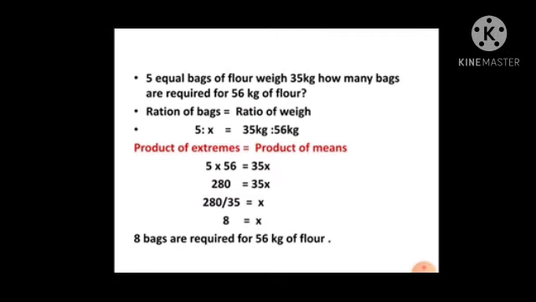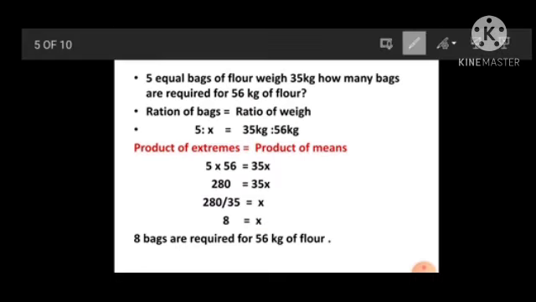Now, next example. 5 equal bags of flour weigh 35 kilogram. How many bags are required for 56 kilogram of flour? Now, again, first write the ratio. Ratio of bags is equal to ratio of weight. 5 is to x. Suppose x bags are required for 56 kg of flour. So 5 is to x equal to 35 kg is to 56 kg.